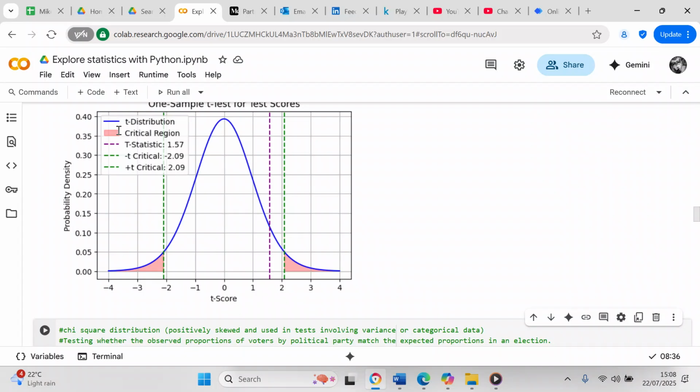So that's it for this particular video. In the next video, we're going to be working on a chi-square distribution, so I hope you watch it.